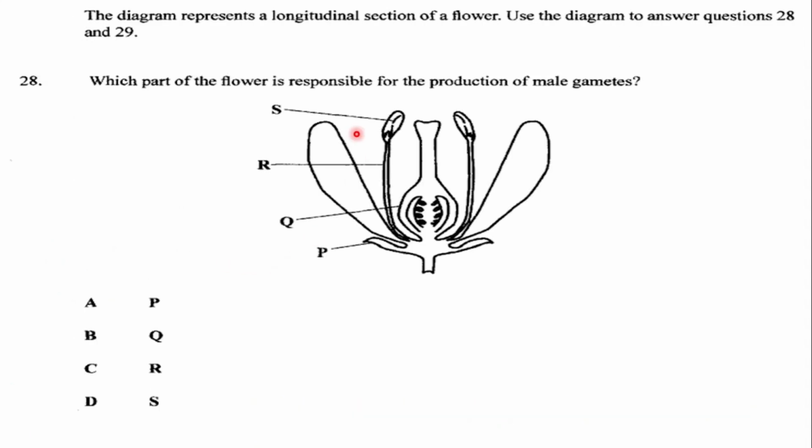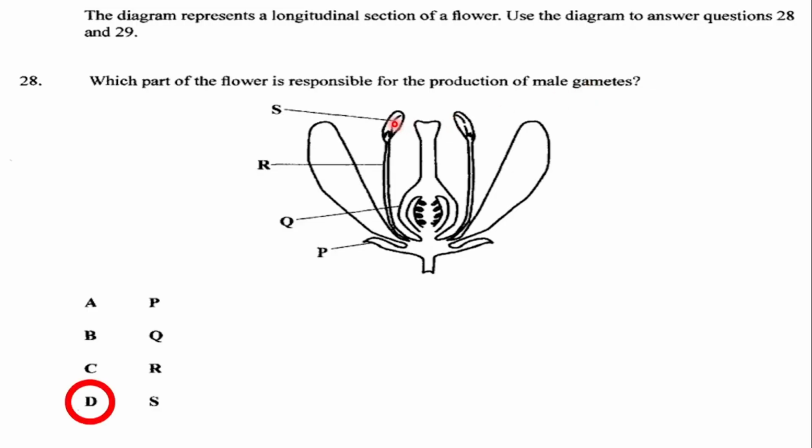For question number 28 and question number 29, we will be using this diagram. The diagram represents a longitudinal section of a flower. Use the diagram to answer question 28 and 29. Which part of the flower is responsible for the production of male gametes? The answer is definitely going to be S.